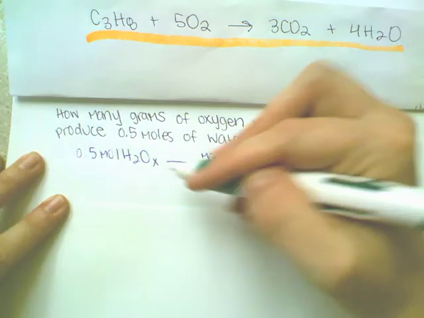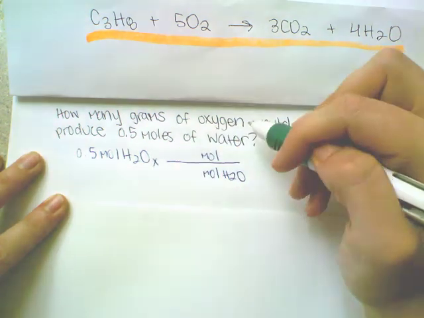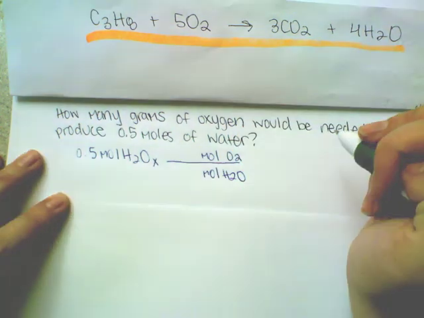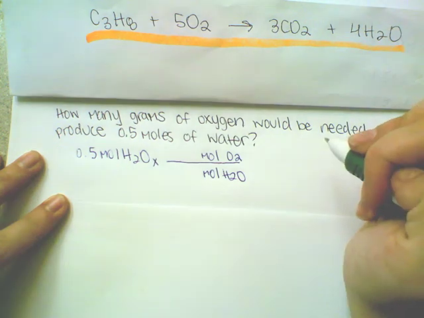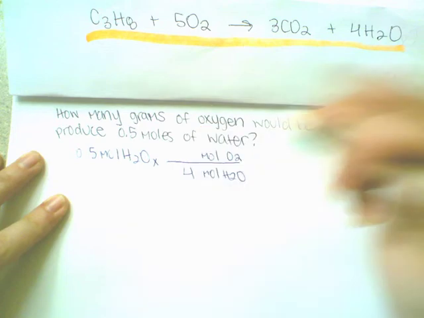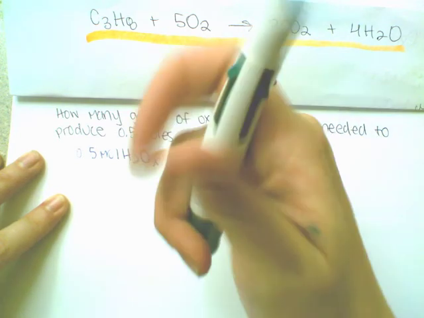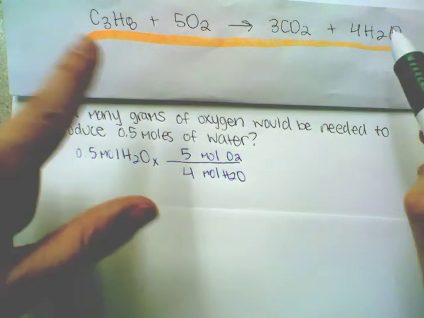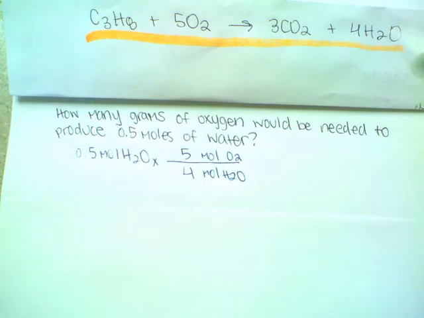I need to match the units to the top, so I know that moles of water is going on the bottom. Okay, I'm asked about oxygen, so I'm going to put moles of oxygen on the top. For every 4 moles of water, so I'm looking at the coefficient for water, I need 5 moles of oxygen. So I'm going to write the coefficient 5 for oxygen. Again, since it's the ratio of coefficients, we use the coefficients from the balanced equation.